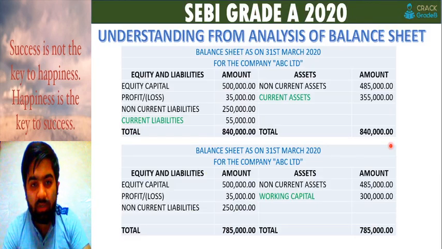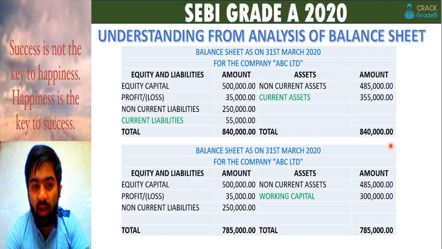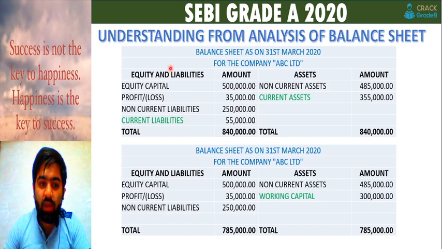So now let us do some analysis and learn about current assets and current liabilities from the balance sheet also. We see that on the left there is the equity and liability side in the balance sheet, and there is the asset side on the right side. In equity and liability side, there is equity capital, profit and loss, non-current liabilities, current liabilities, and on the asset side, there is non-current assets and current assets.